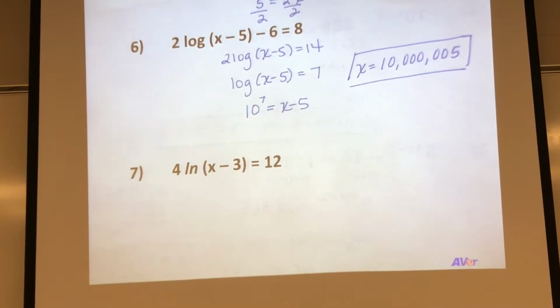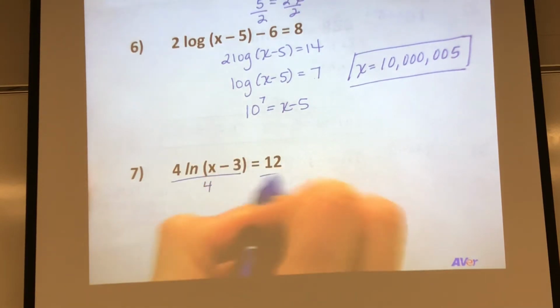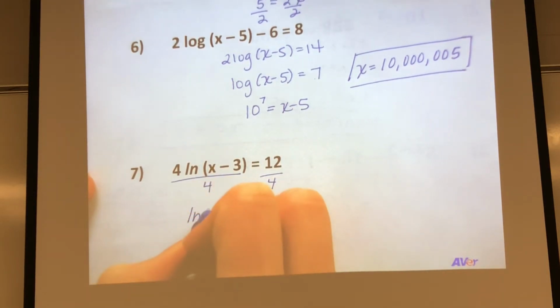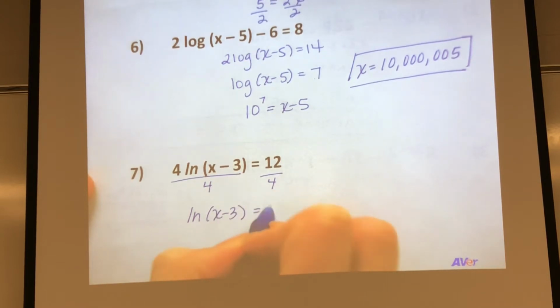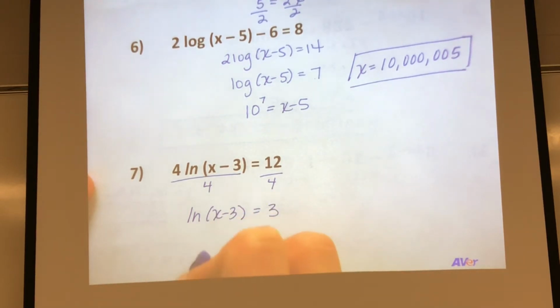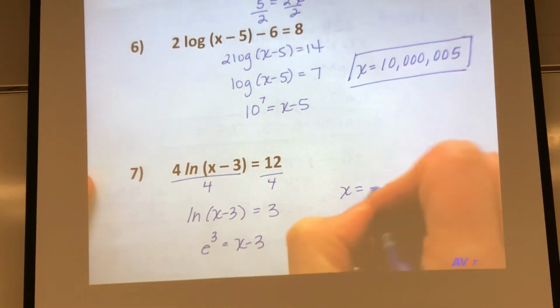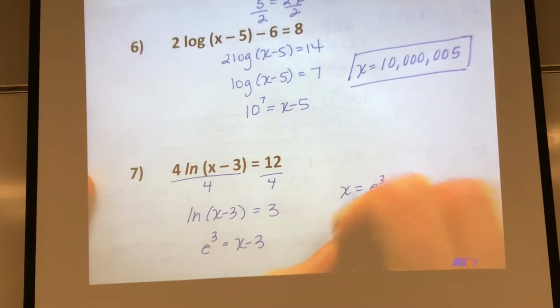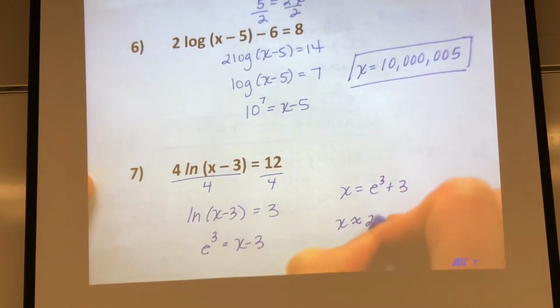All right, same idea on number 7. If you haven't been pushing pause and trying these on your own, please do that now. See if you can isolate the log and then switch to exponential form to solve it. And then come back and check. All right, we're going to divide both sides by 4. So we have the natural log of (x - 3) equals 3. Then we're going to switch it to exponential form. The base of a natural log is e, so e to the 3rd equals x - 3. Then we're going to add 3 to the other side. So we have x equals e to the 3rd plus 3, which is approximately 23.09.